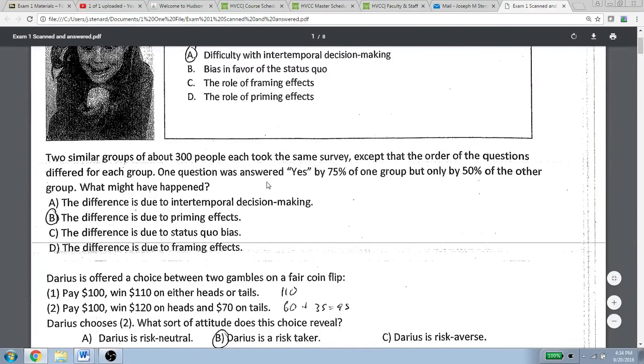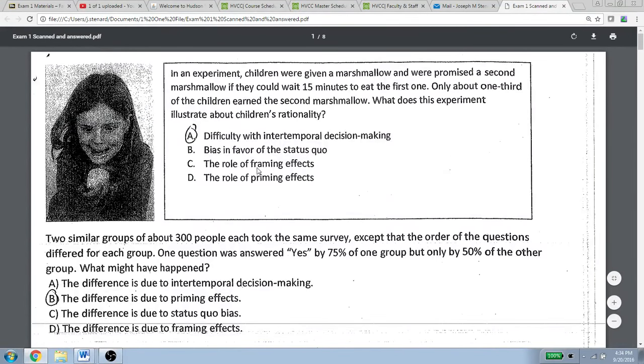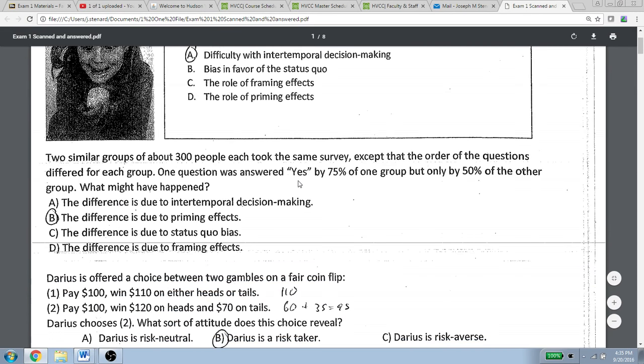Now, I might ask a similar question on the test, or I'll ask a question that has framing effects as the answer, priming effects as the answer, or status quo bias as the answer. So the scenarios change, but the answers often are the same choices. You want to be able to think of what I might have asked to get one of these different answers.